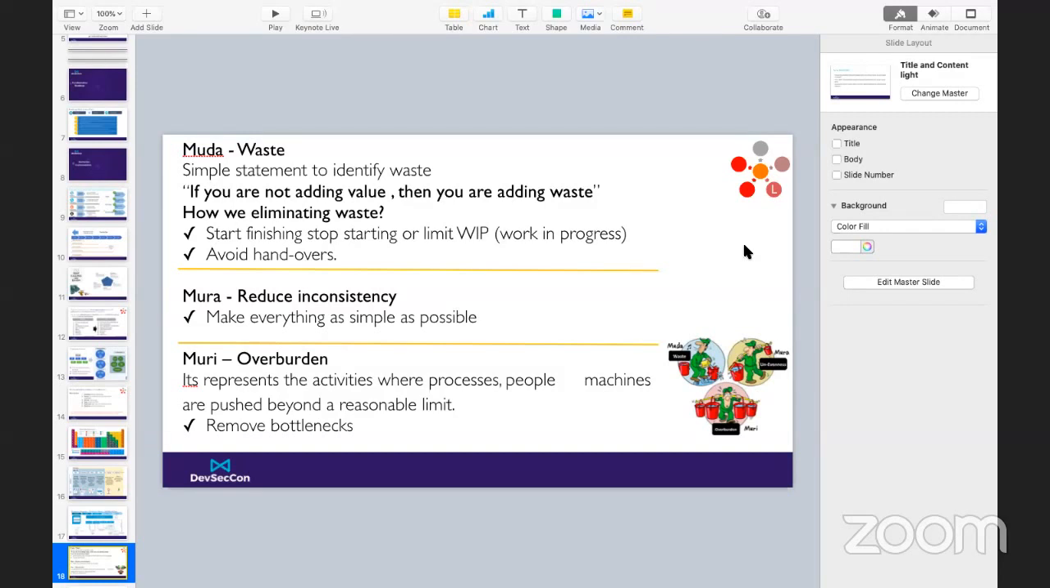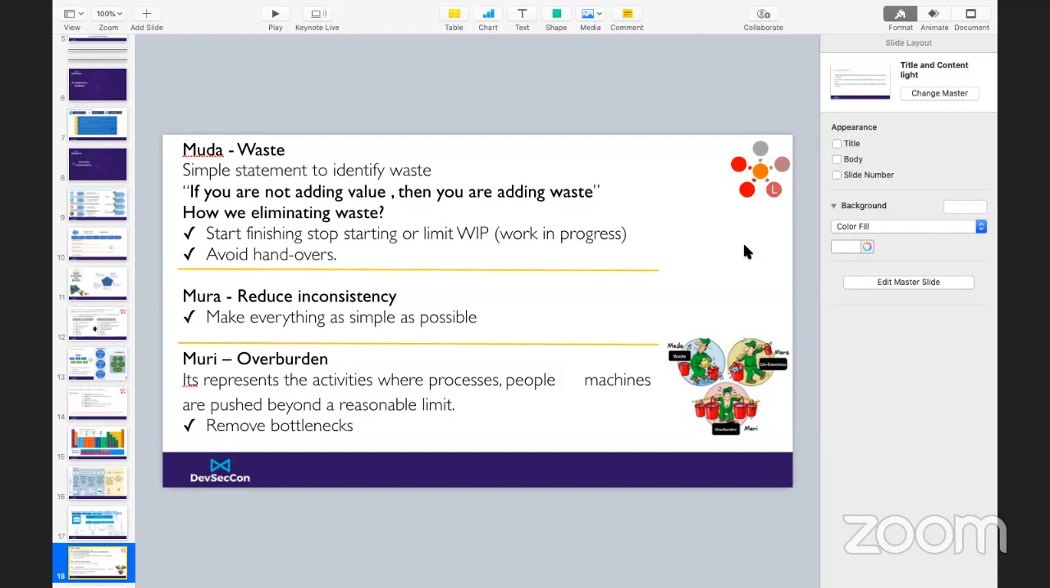So, stop working on multiple tasks at the same time. People think that they are multitasking, but in reality they are context switching. Each switch takes time to ramp up and causes tasks to take longer to complete. And also you need to avoid handovers.